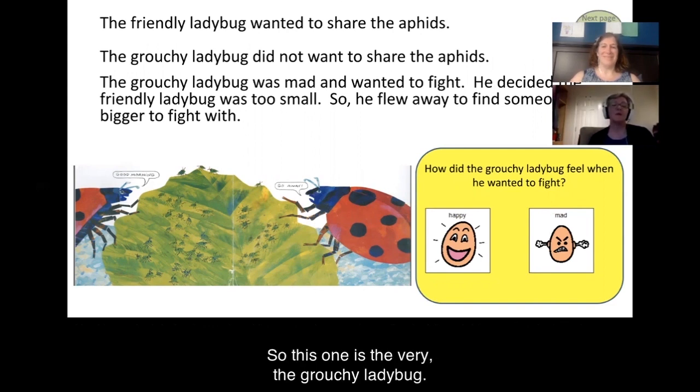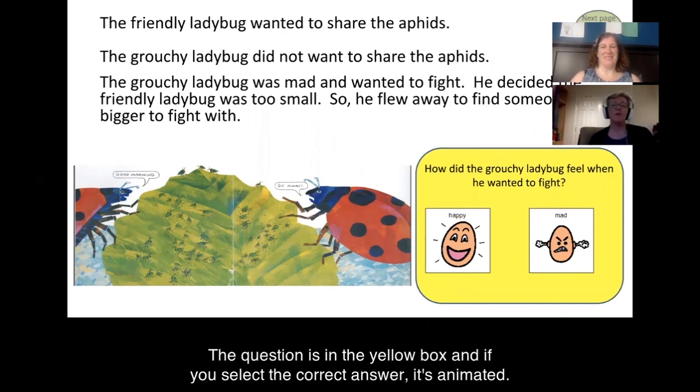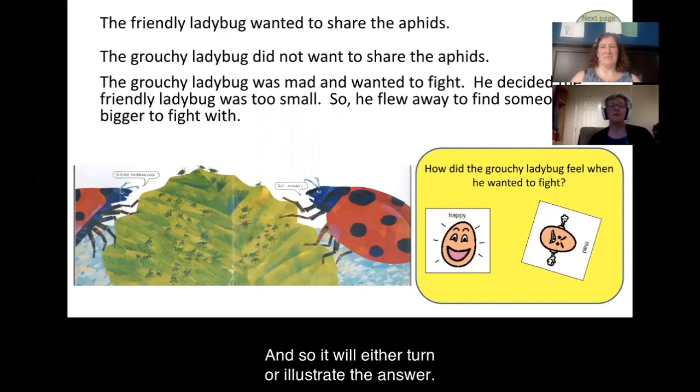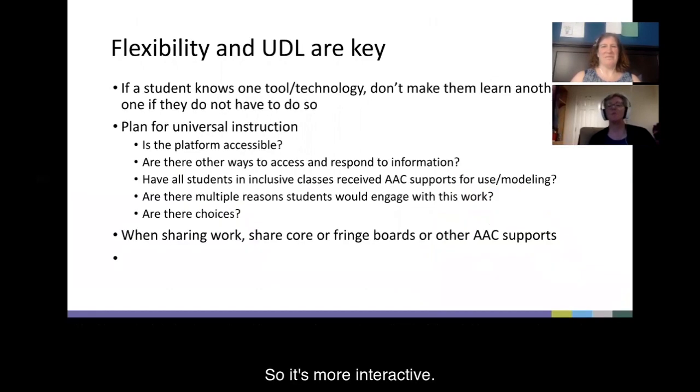So this one is the grouchy ladybug, and the question is in the yellow box. And if you select the correct answer, it's animated, and so it will either turn or illustrate the answer. So it's more interactive.